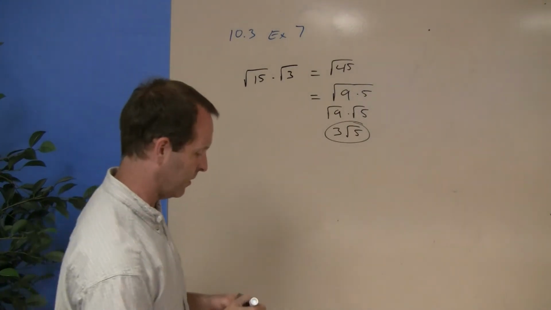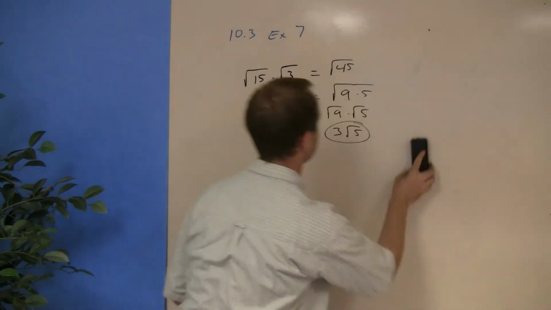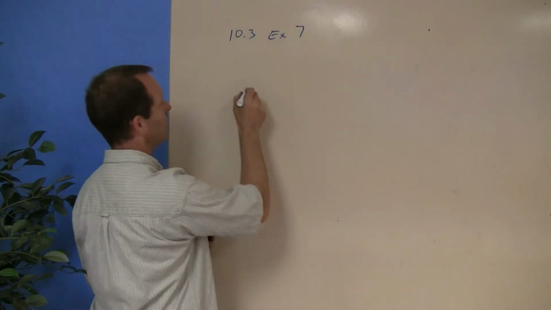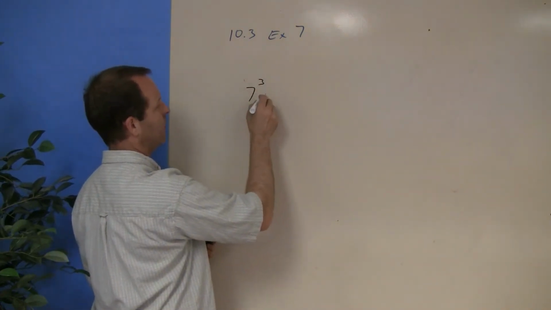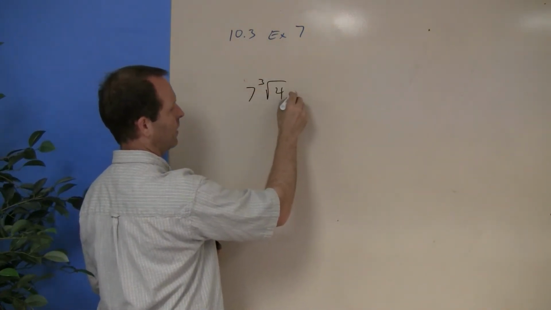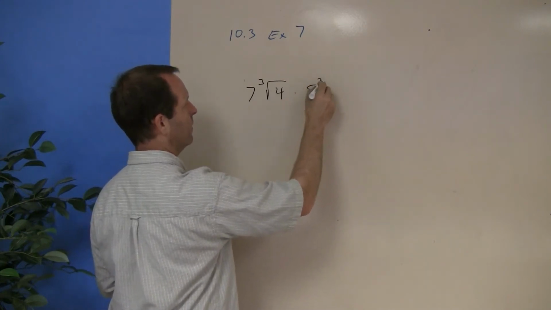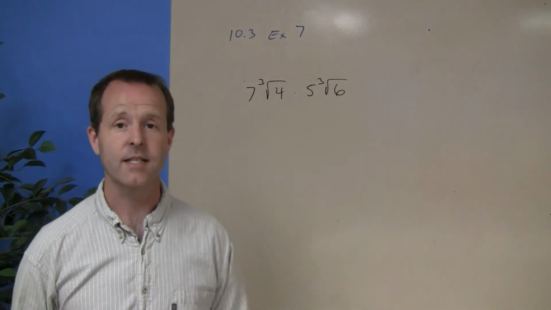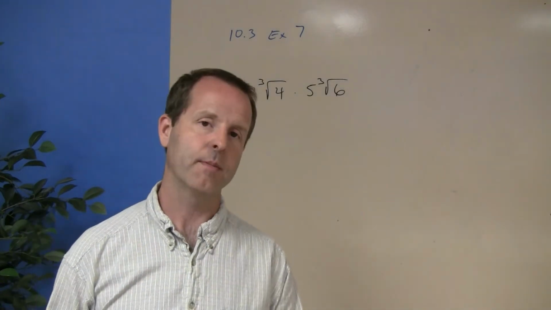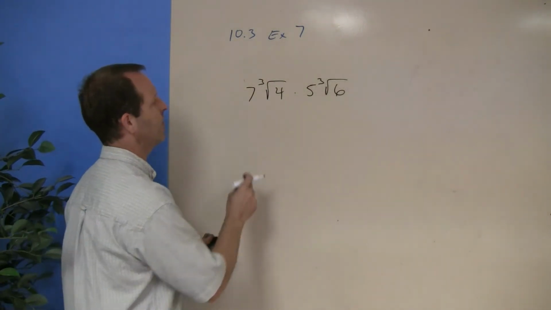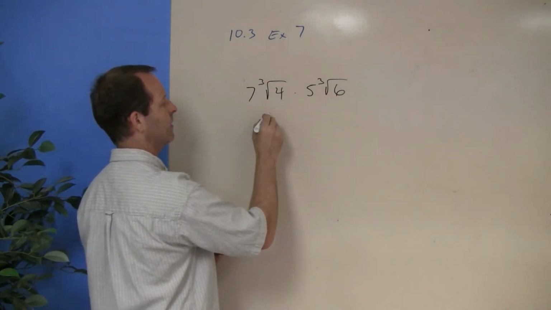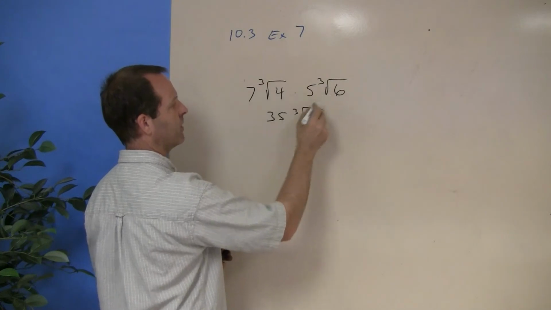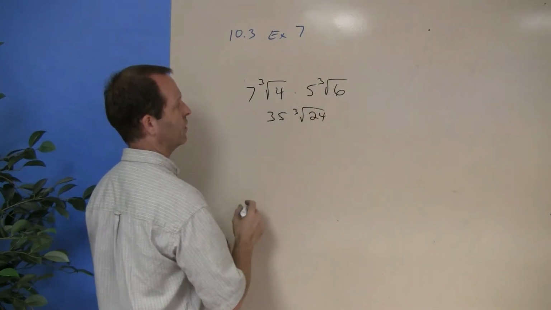Let's look at another example to see what we got figured out here. Let's try 7, the cube root of 4, times 5, the cube root of 6. I have like indexes. There's both cube roots in there. I have some constants on the outside, so I can multiply those guys. 7 times a 5, that's a 35. And then I have the cube root of 4 times a 6, which is a 24.